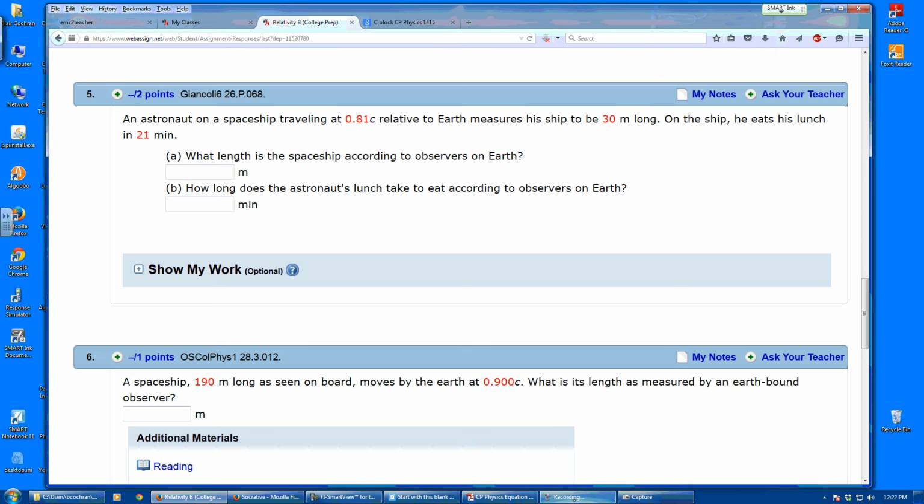So we're starting with number 5 here. An astronaut on a spaceship traveling at 0.81 c relative to Earth measures his ship as 30 meters long. So he's measuring the ship in his frame of reference. He eats his lunch in 21 minutes in his frame of reference. So as an observer on Earth, how long does the lunch take to eat according to observers on Earth?